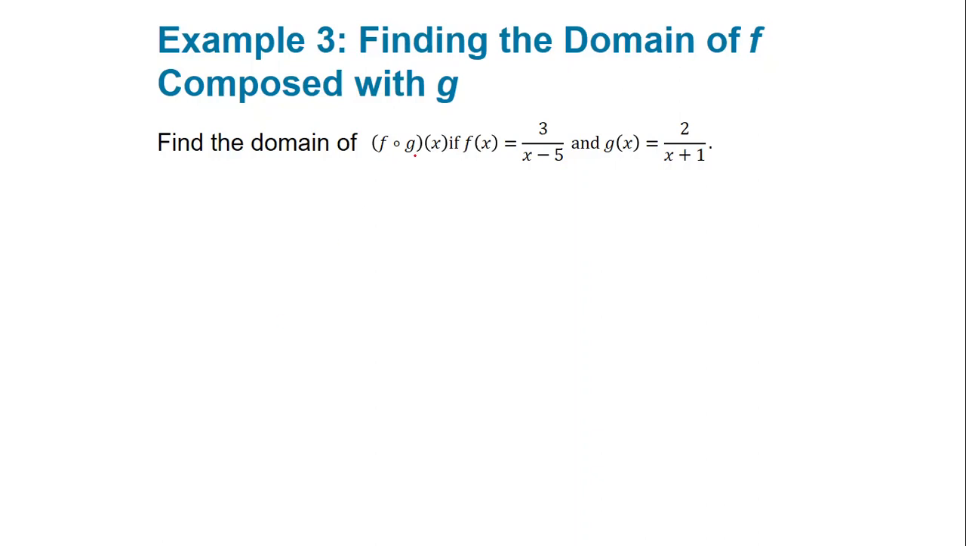All right. So we're doing G composed of F. That means I'm taking F of X and plugging it in for X. Do we see that? Yes. Okay. So I have 3 over, but instead of just having X, it's going to be 2 over X plus 1 minus 5.